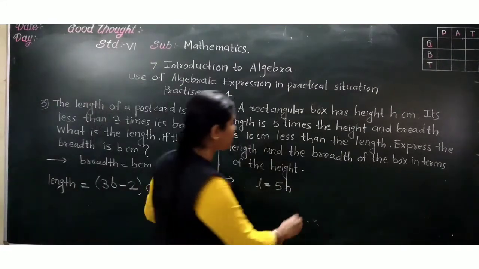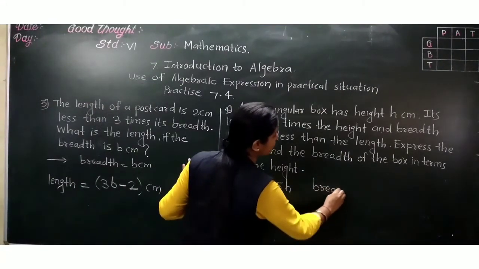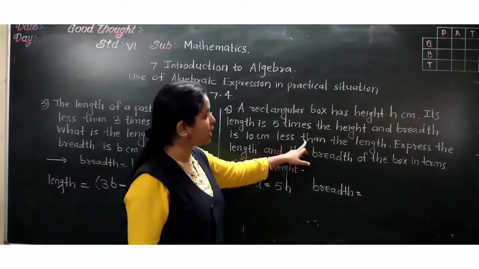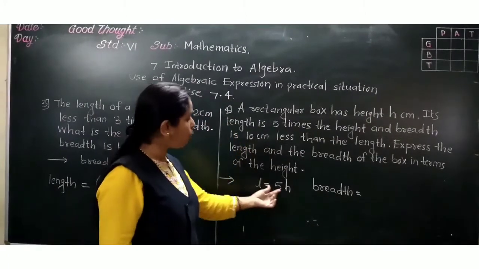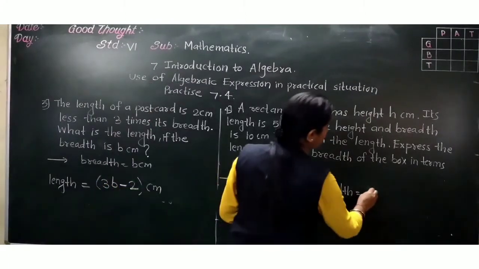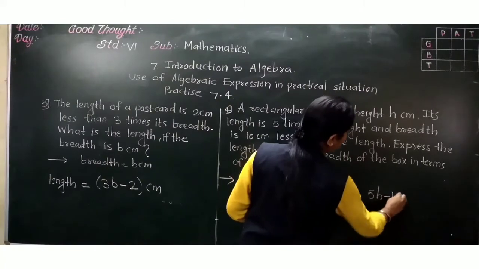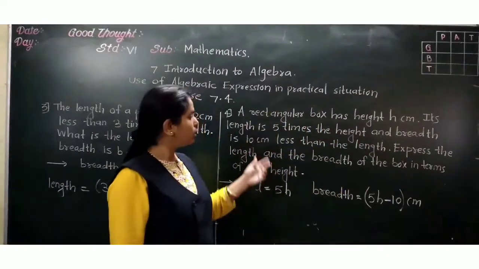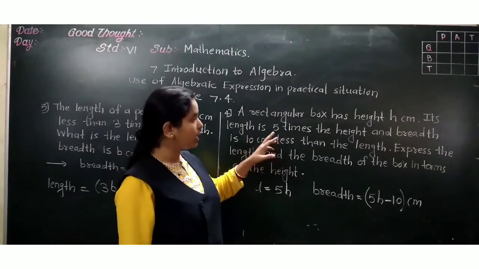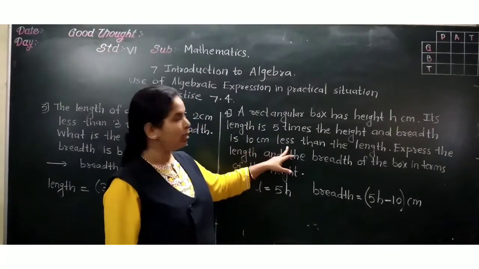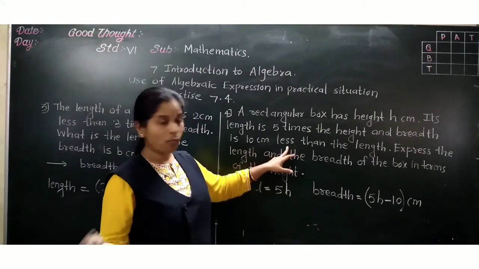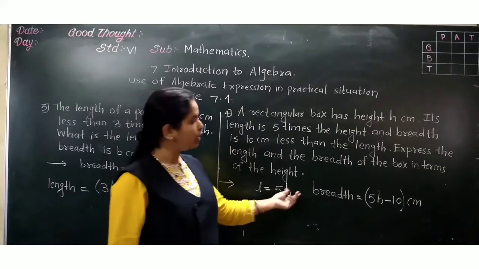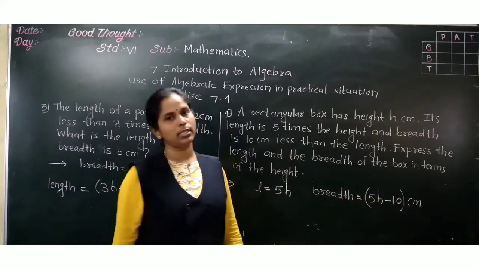And what will be its breadth? Its breadth is given. It is 10 centimeter less than the length. So what is the length? 5h, and 10 centimeter less, that is 5h minus 10 centimeter. See, its breadth is 10 centimeter less, means 10 centimeter we have to subtract from the length. Now what is the length? 5h. Okay, so 5h minus 10 centimeter is the breadth.